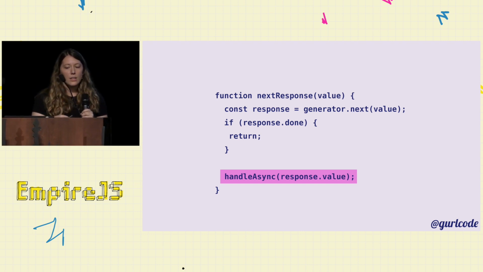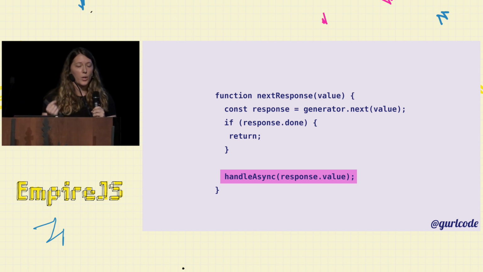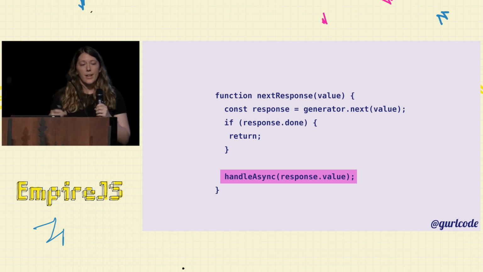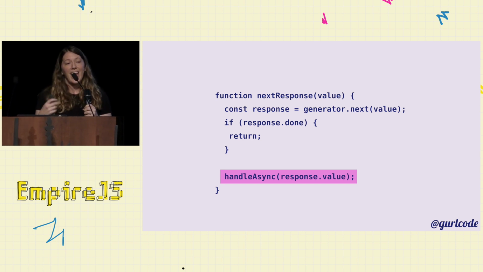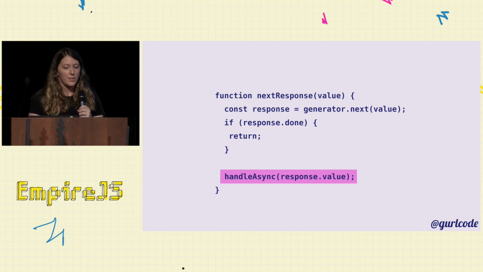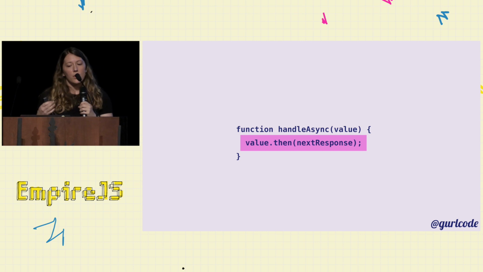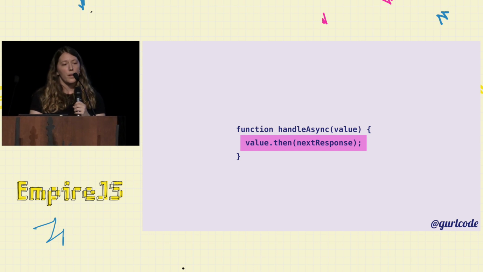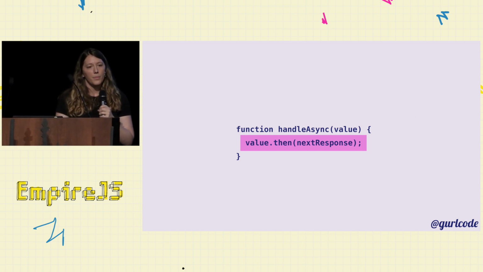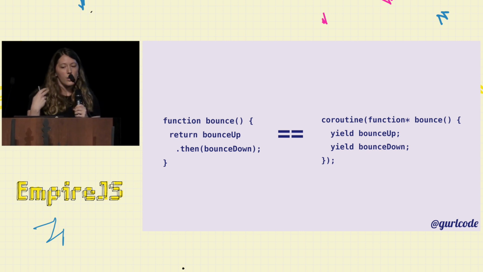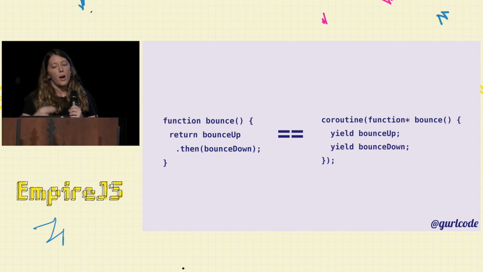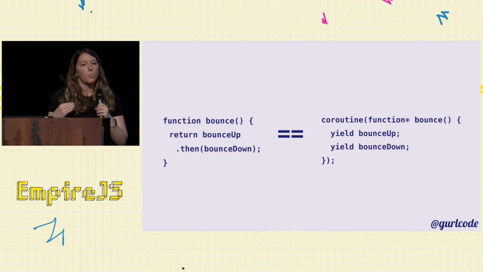So I can amend the next response to handle async requests. Instead of calling next response after calling the generator, I'm going to call a handle async function. I'm going to pass in the value of the generator's response, which is a promise. So now we can prevent the generator from resuming until the promise is resolved. When it's resolved, we call next response, and that's going to resume the generator. So using this, these two functions are now equal. Previously, we chained promises together for the animation. Now we can yield promises, and our cooperative partner, the coroutine, will handle resuming the generator when the promise is resolved.